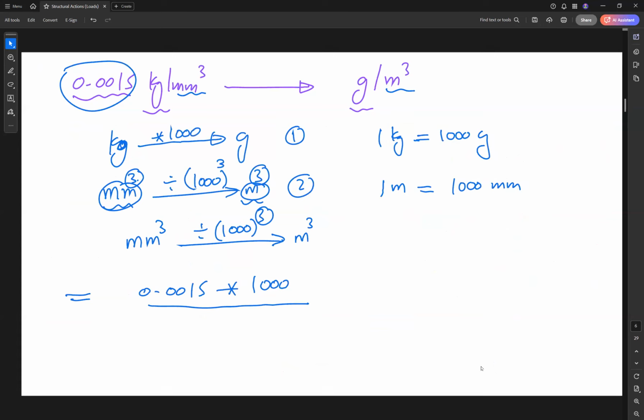So now if we want to convert this kilogram to gram, we need to multiply by 1000, then divide this by, but here is a point: we have millimeter at the denominator here. So we need to divide the denominator by 1000 to the power 3. So we will have 15.15 times 1000 times 1000 to the power 3.